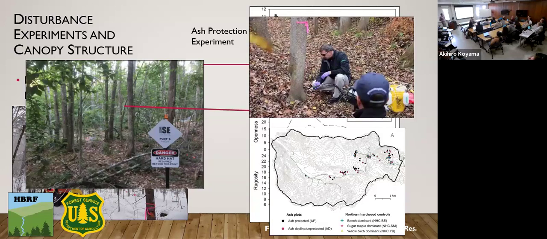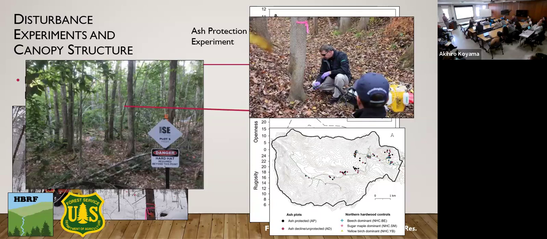Our next thing that we're trying to get funded, if NSF still exists, they might fund this, is an ash protection experiment. You lost all your ash a long time ago. At Hubbard Brook, the emerald ash borer just got there in the last couple of years. And so a local company went out and was injecting a bunch of ash trees with imidacloprid to protect them from the ash borers.